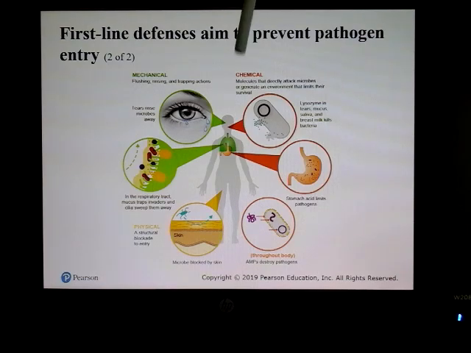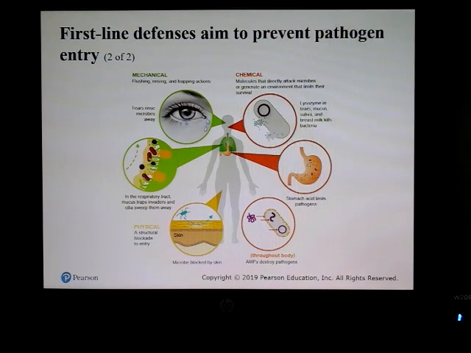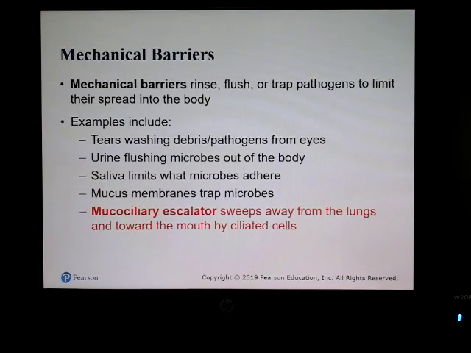So if we look at mechanical on the left-hand side here, basically you have tears, they wash microbes away. In your lungs, you push things out, they get trapped in mucus, and your skin is a physical barrier. Now chemicals, we do produce things like lysozymes. Also, our stomach is very acidic, and we do have some different types of proteins that will actually destroy pathogens when they get into our body.